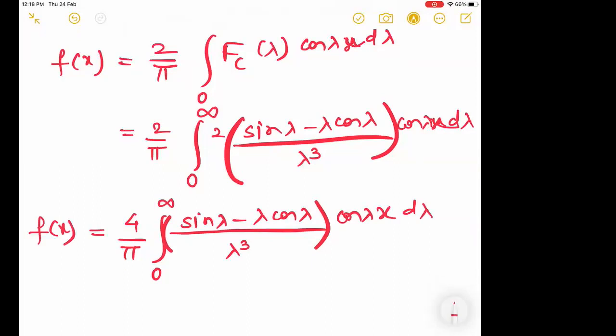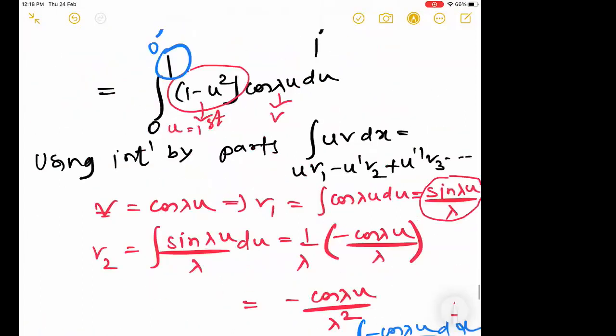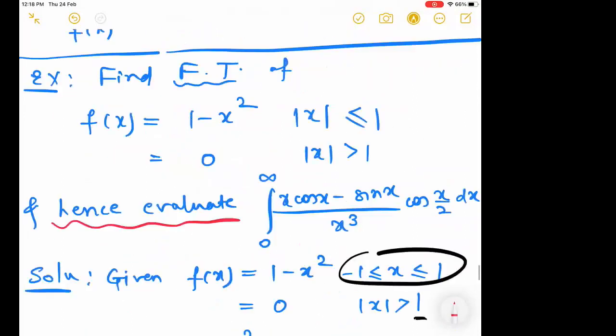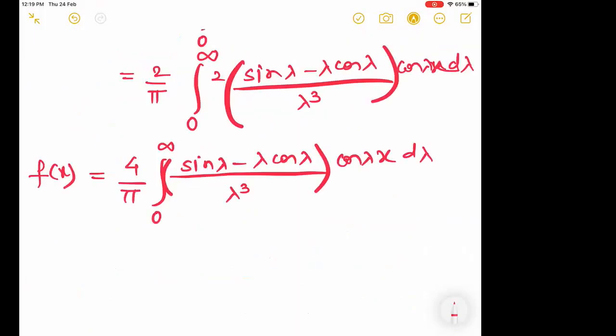But what is f(x)? f(x) we know is a given function. What is f(x) given? f(x) is given by 1 minus x square for mod x less than or equal to 1, and 0 for mod x greater than 1. So you can put it over here on the left hand side and just write down the integral term.